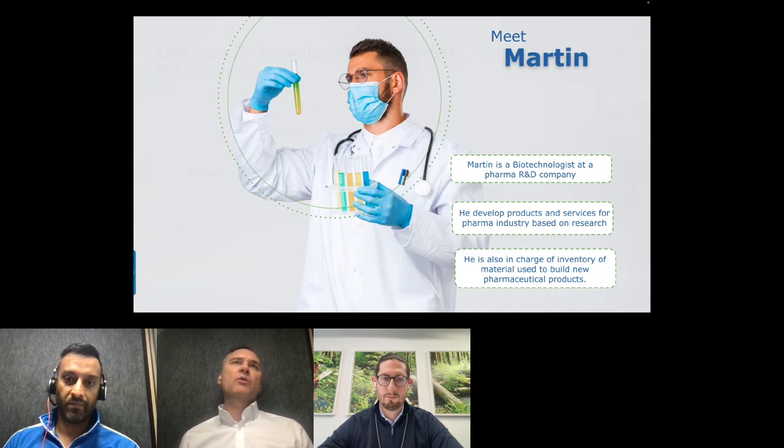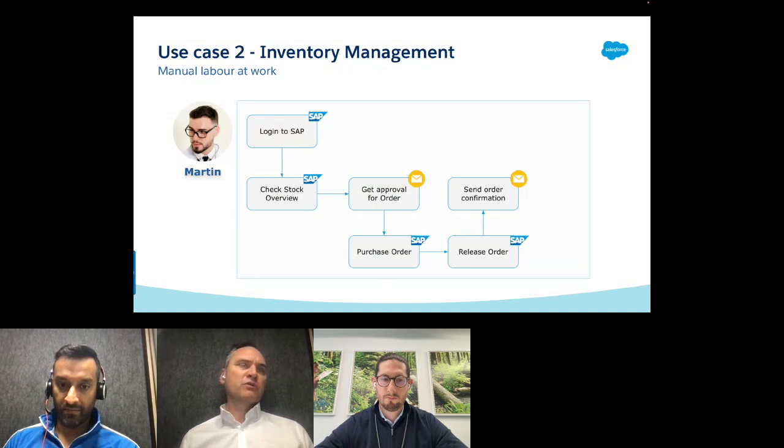It's not his normal thing that he has to do, but when he needs new material, he has to log into an SAP system or a Microsoft Dynamics system, whatever, an ERP system. Then he has to check the stock if it's available or not. If it's not available, he has to do an order. For that, he needs an approval from his manager. So he will send him an email, saying, hey, I need this, this, and this. Please approve. After the approval, he will purchase the order. The order will be released, and he gets information that it's confirmed that he will get the material.